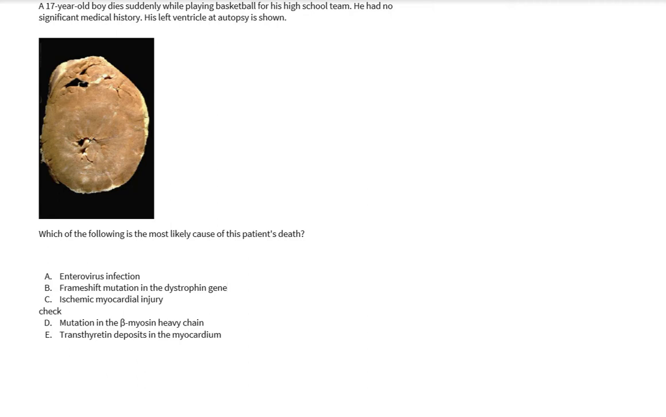A 17-year-old boy dies suddenly while playing basketball for his high school team. He had no significant medical history. His left ventricle at autopsy is shown below. Which of the following is the most likely cause of this patient's death? Go ahead and pause the video and try the question yourself before we go into the solution.